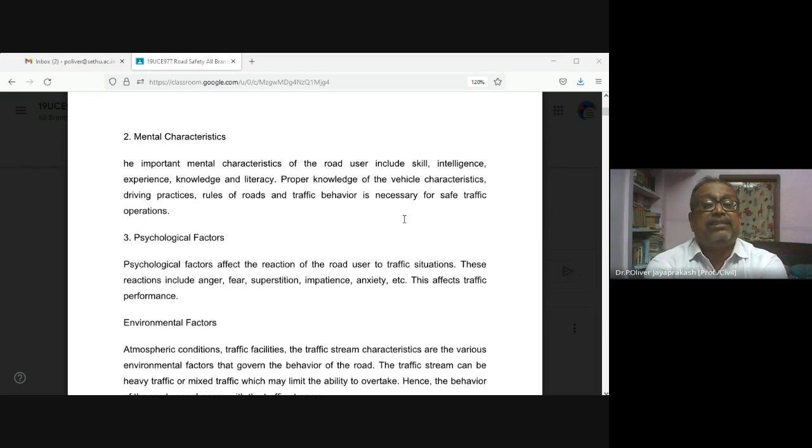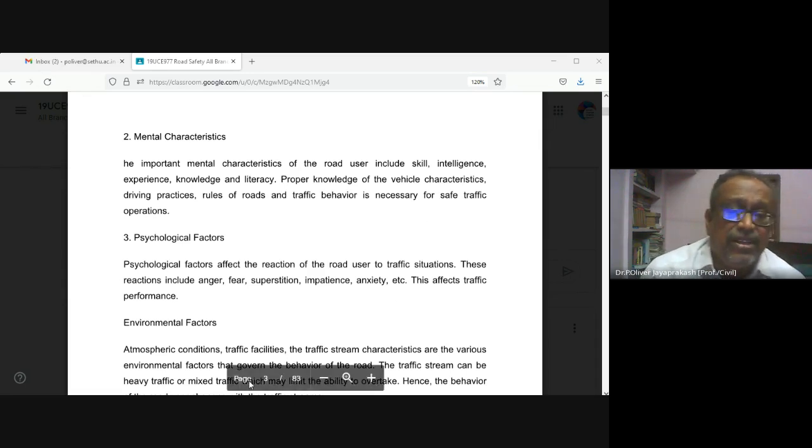Psychological characteristics, as I said, are the most important characteristics because they affect the reaction of the road user to the traffic situation: anger, fear, substitution, impatience, anxiety. Everything will be reflected in your traffic performance. So this traffic performance will influence your own safety.